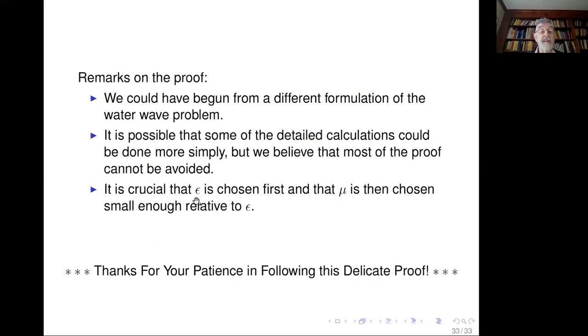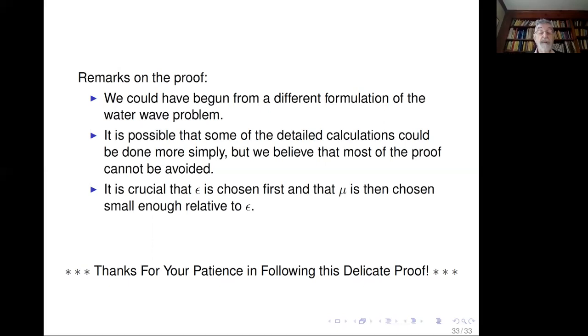It seems to be very important that we choose epsilon first, and then mu, which is the parameter in the long wave perturbation, is going to be small relative to epsilon. Okay, those are just some general comments.